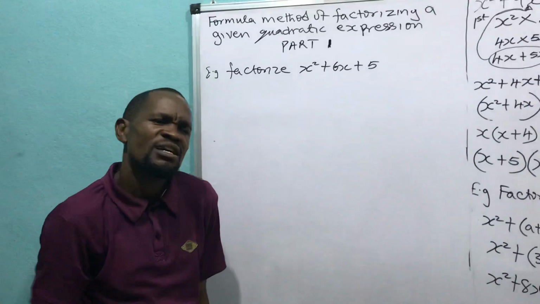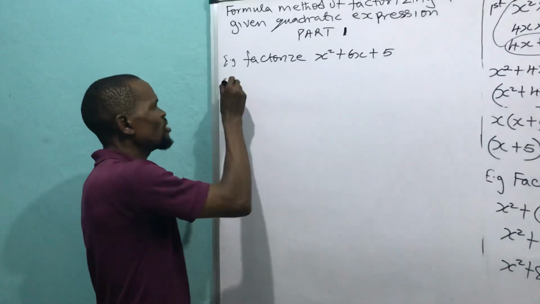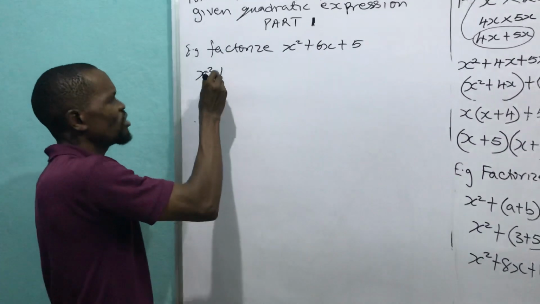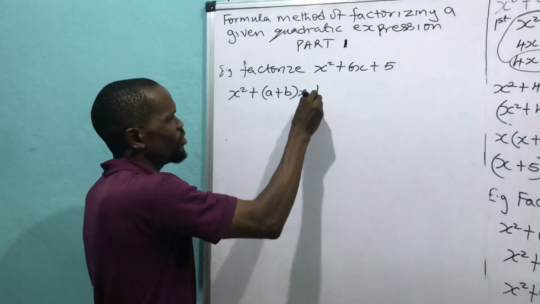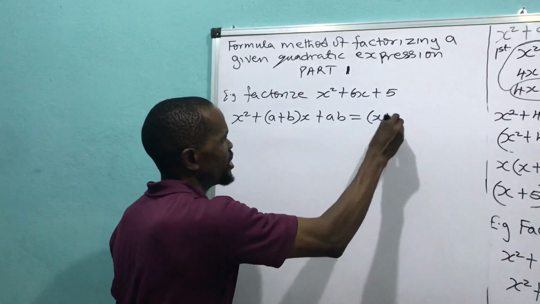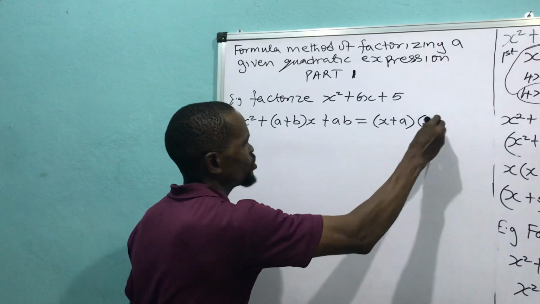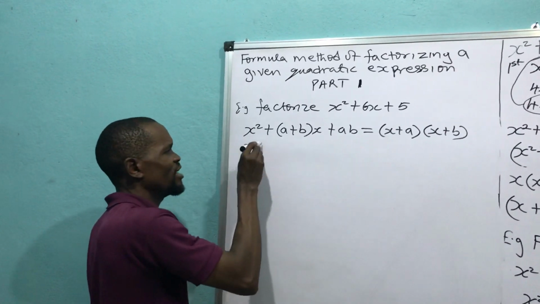Automatically, my formula is very, very easy to use there. My formula becomes x squared plus (a plus b)x plus ab is equal to (x plus a) into (x plus b). That's my formula.